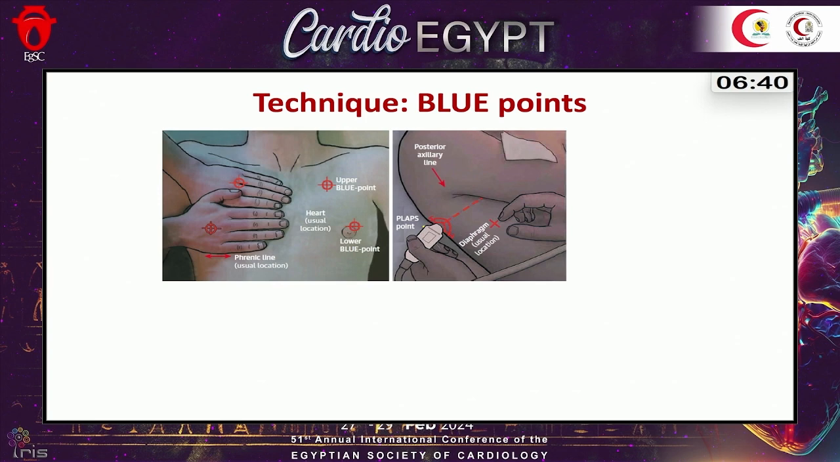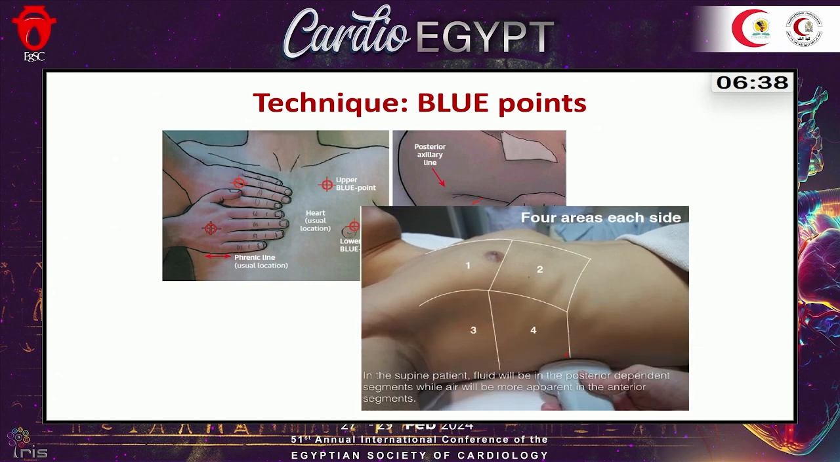And this is because of the fact that in the supine position, usually air tends to go upwards in the most anterior segment, and any fluid will be in the dependent parts, so as not to miss any fluids and pleural effusion. This can be done with this protocol. So simply, it's 4 areas on each side to be assessed.